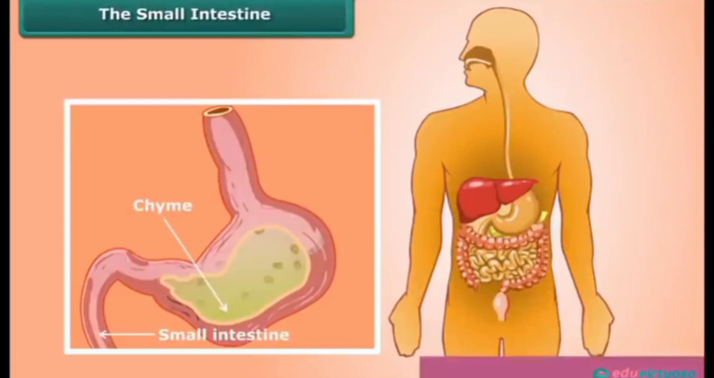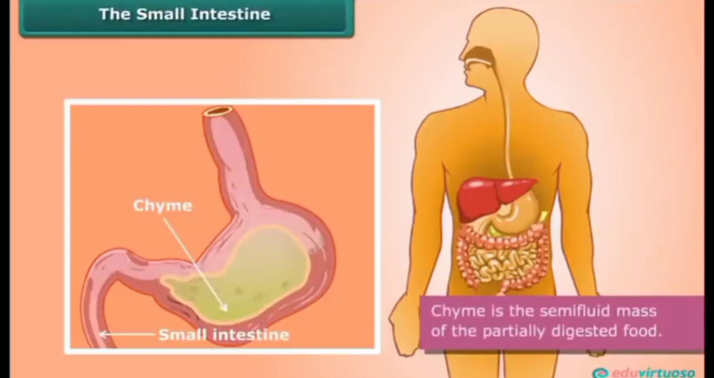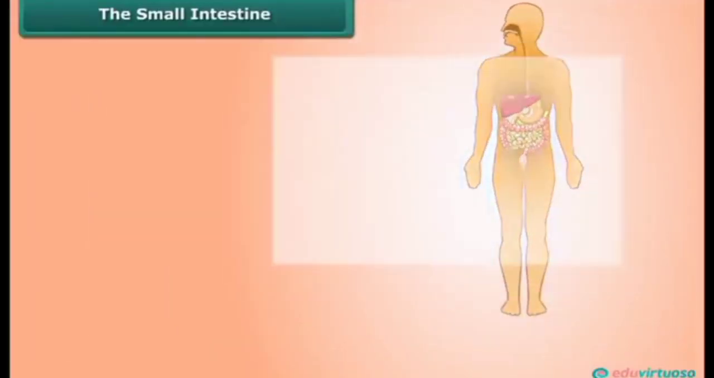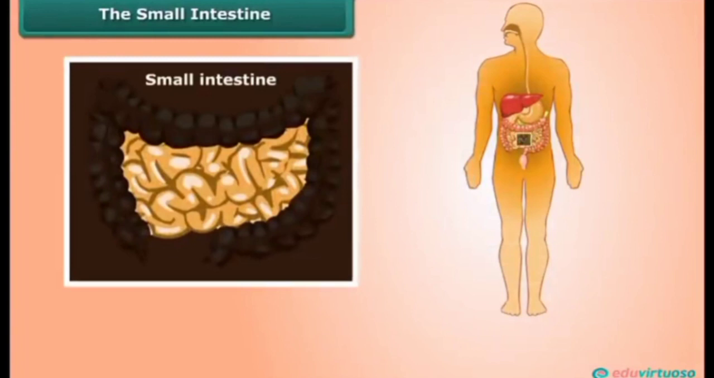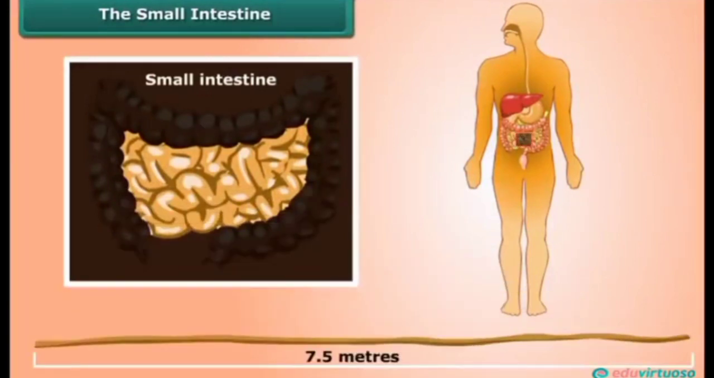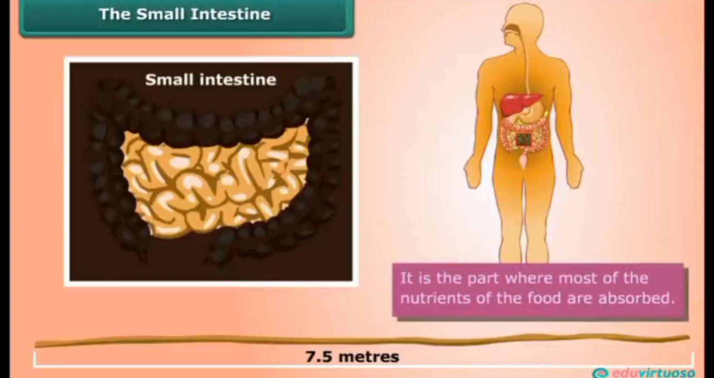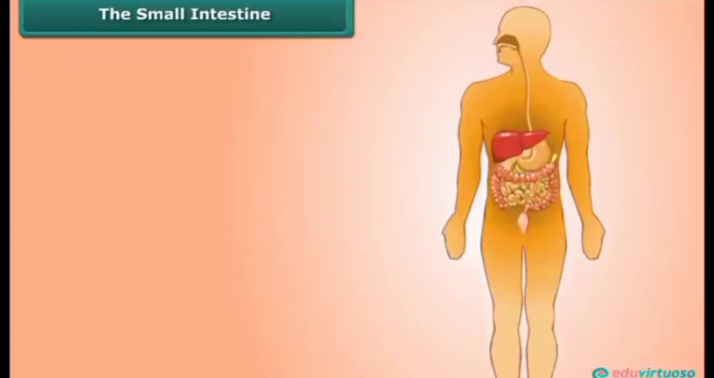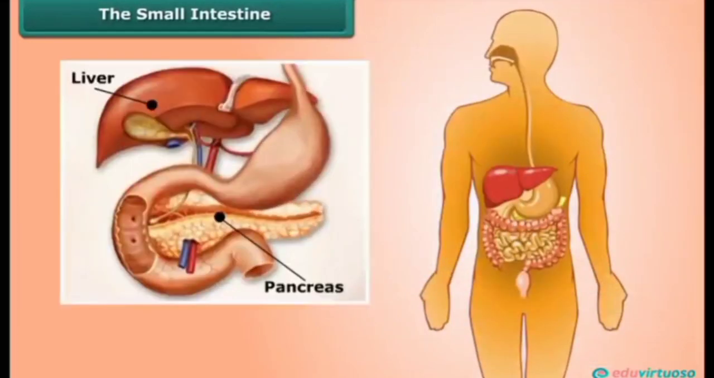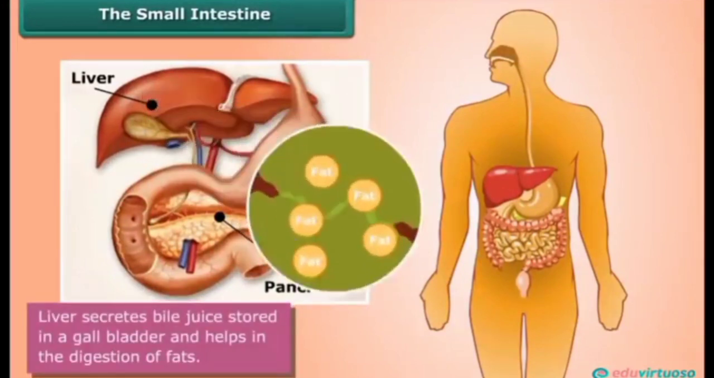After about 4 hours, the food changes into chyme and then moves towards the small intestine. Chyme is the semi-fluid mass of partially undigested food. The small intestine is the largest part of our alimentary canal. It is almost 7.5 meters long, and it is the part where most of the nutrients of the food are absorbed. The secretions of the liver and the pancreas also come into the small intestine.